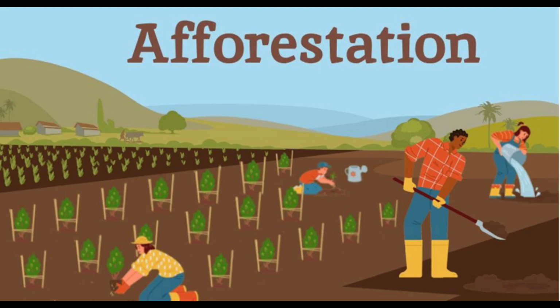Afforestation is the establishment of a forest or stand of trees in an area where there was no recent tree cover. There are three types of afforestation: natural regeneration, agroforestry, and tree plantations.